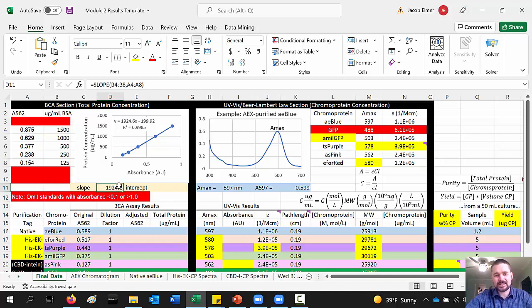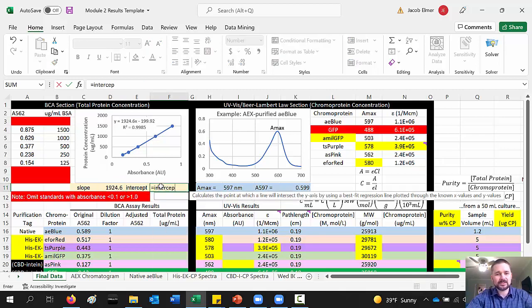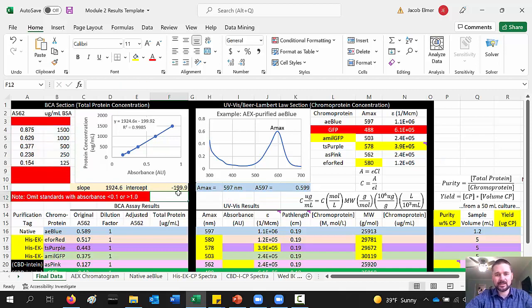And notice it gives you the same number, 1924.6, 1924.6. That's your slope, or your m in y equals mx plus b. You can do the same thing with the intercept here. Type in equals intercept, highlight your y values, comma, highlight your x values, close those parentheses, and there you get the negative 199 as well.